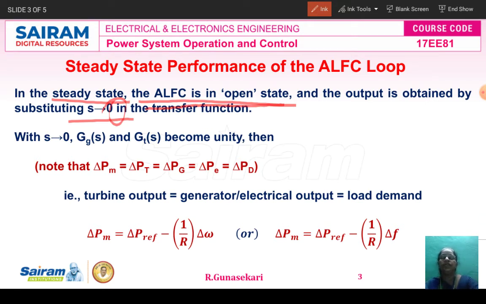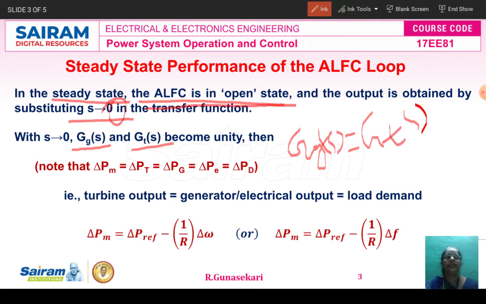Now you see the G of S, this is the governor transfer function, and GT of S is nothing but the turbine transfer function, and both become unity. Unity means equal to 1. G of S equals GT of S, that is, the governor transfer function equals the turbine transfer function, which equals unity, meaning 1.